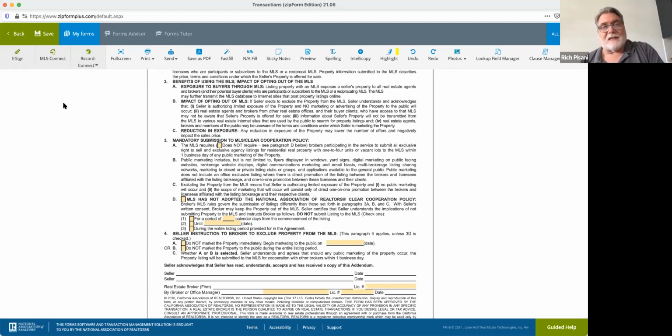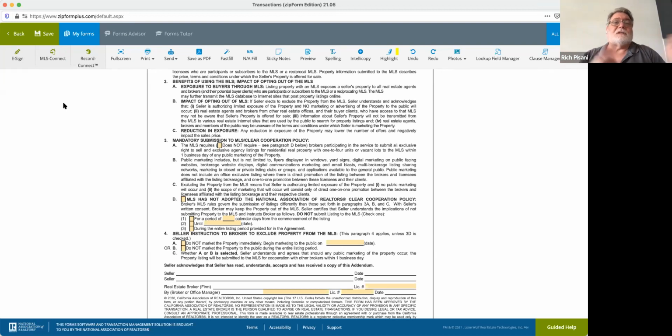Clear cooperation, once again, is within 1 business day of publicly marketing a property, that property must go in. Must. It's not whether you feel like it or not. It must go in the MLS. And you, as a member of whatever MLS you belong to, have to adhere to those rules, because you sign a little paper that you will adhere to them. And if you don't, you're subject to violation.